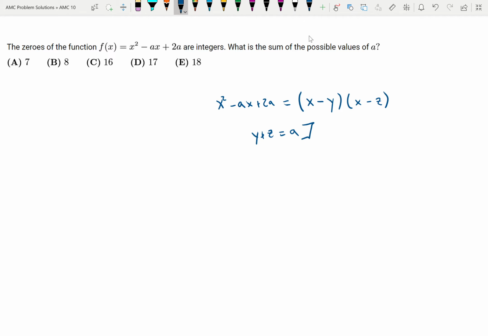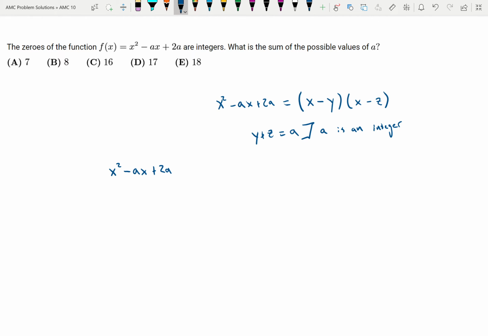So from that, I know that a is an integer because both y and z are integers, because it says the zeros are integers. So a is an integer. And I want to go back to this original equation, x squared minus ax plus 2a.